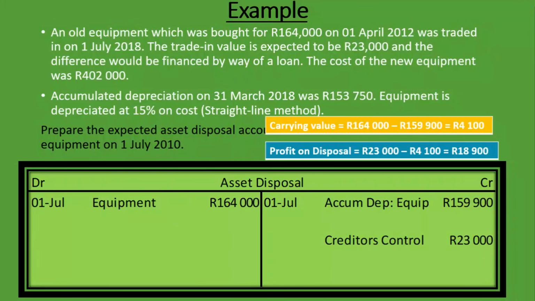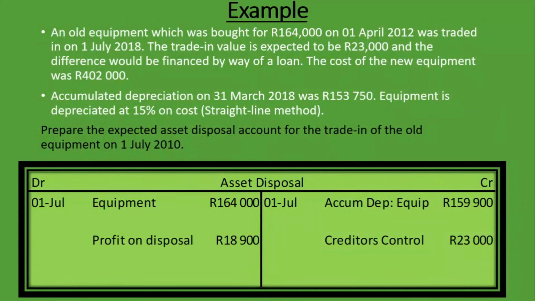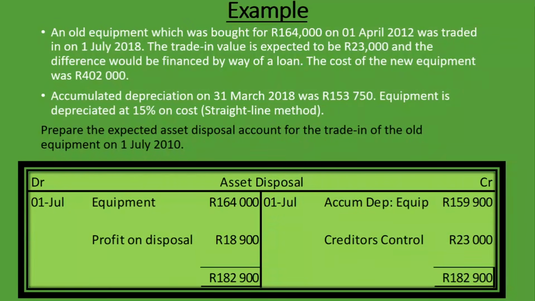And where do we put that? We put that on the debit side. Whenever it's a profit on disposal, you put it on the debit side. So we put our profit on disposal on the debit side. And once we have done that, we can put our totals together, and we can see that our debit side balances with our credit side.